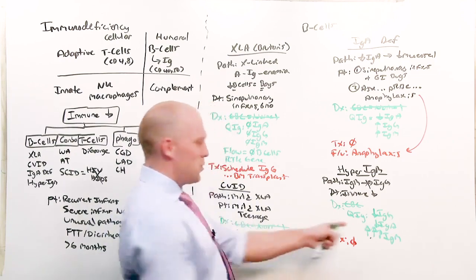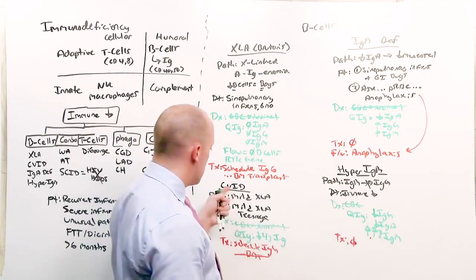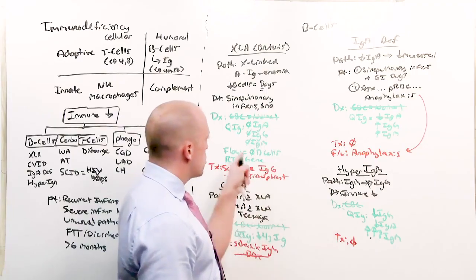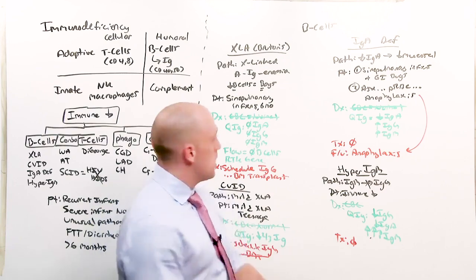2 out of 3, that's 2 out of 3. And the IgM is really high. So it's hyper-IgM, but there's a lot of IgM, or it could be CVID, but I'm not really sure which one. So you have to memorize a lot of details to get this right.